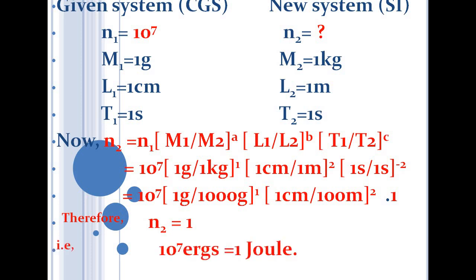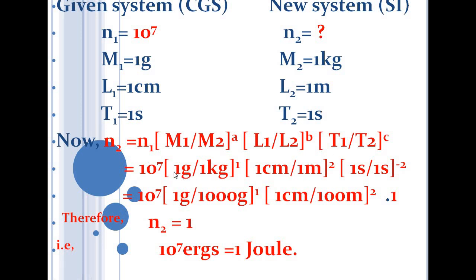So 10 power 7 erg equals 1 joule. Can you convert 1 joule into erg in a similar way? The only difference is that the given system will be SI and the new system will be CGS. It's 1 joule and we have to find n2, with 1 kg, 1 meter, 1 gram, 1 centimeter, and just replace the values.